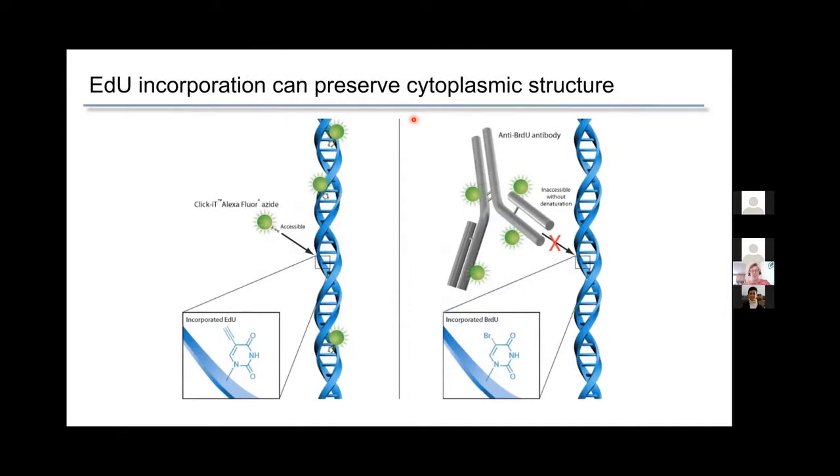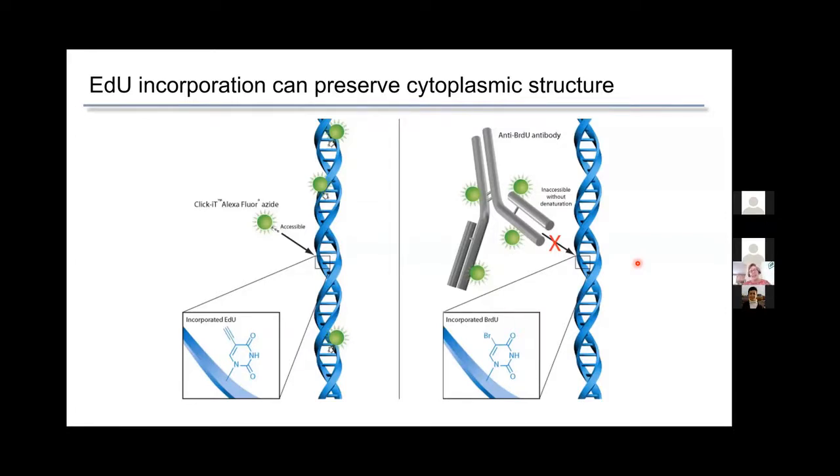Now, to measure proliferation, we use EdU incorporation. Quick review for those of you who are less familiar. EdU is ethynyl deoxyuridine, and it looks very similar to bromodeoxyuridine, which has been used for a very long time to look at incorporation in S phase of the cell cycle. However, BrdU detection requires antibodies, and the epitope is inaccessible without denaturing, so you need to acidify histones. It really disrupts the cytoplasmic structure.